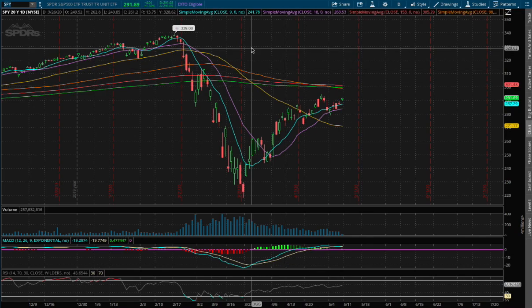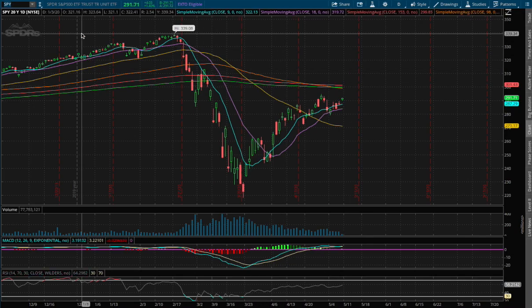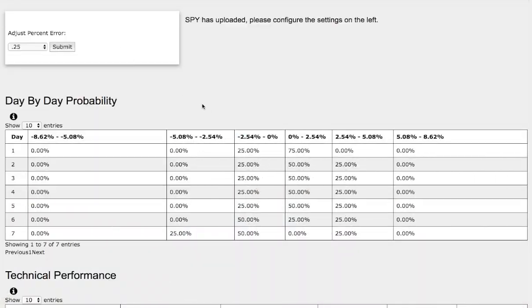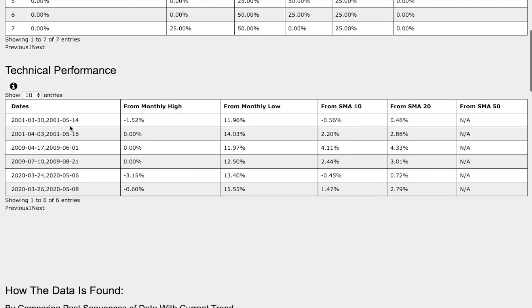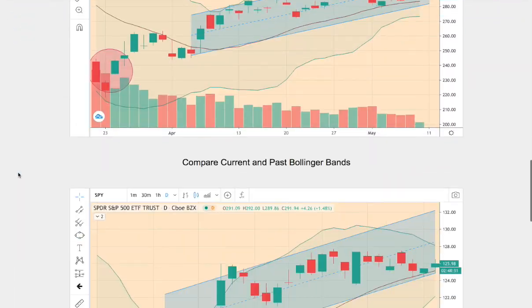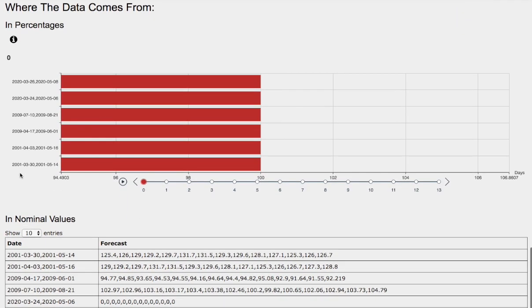Viewers, we'll be going over the S&P 500 ETF, ticker symbol SPY. In this video, we'll be going over the day-by-day probability model, the technical performance of each model, how we find the models, and the day-by-day forecast for the S&P 500.